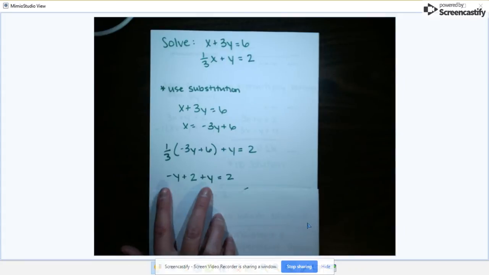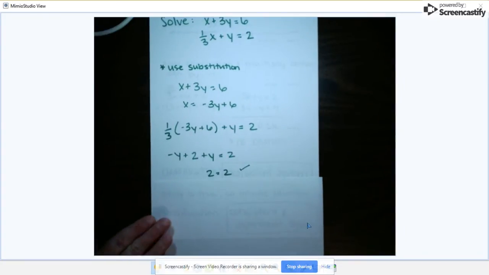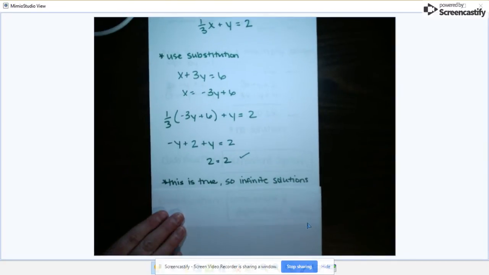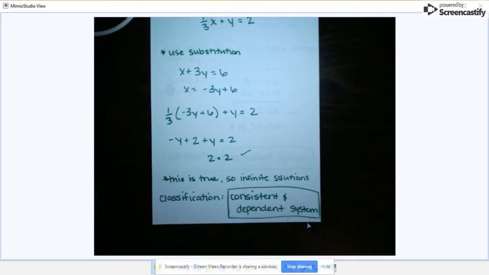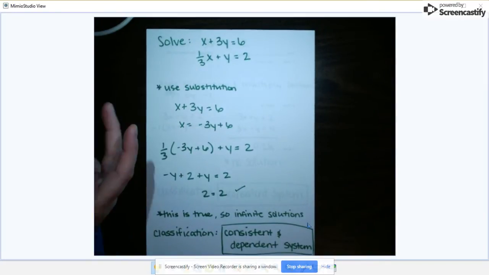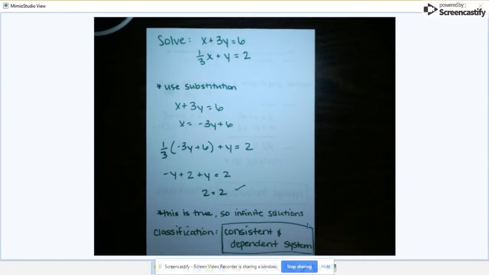Here your y's cancel off when you go to combine them, and you're left with 2 equals 2. Again, kind of a strange answer. However, it gives us a different sort of solution. So this is a true statement. Therefore, we have an infinite number of solutions. And if you recall, infinite number of solutions means that both of these lines that we started with are the same line. So our classification would be consistent and dependent.